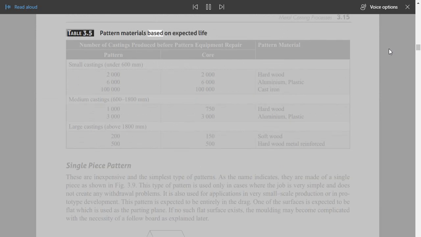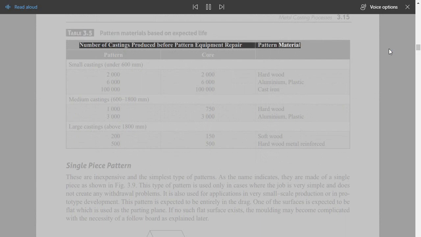Table 3.5 Pattern materials based on expected life. Number of castings produced before pattern equipment repair, pattern material, pattern, core. Small castings, under 600 millimeters: hardwood, aluminium, plastic, cast iron. Medium castings, 600 to 1800 millimeters: hardwood, aluminium, plastic. Large castings, above 1800 millimeters: softwood, hardwood, metal reinforced.